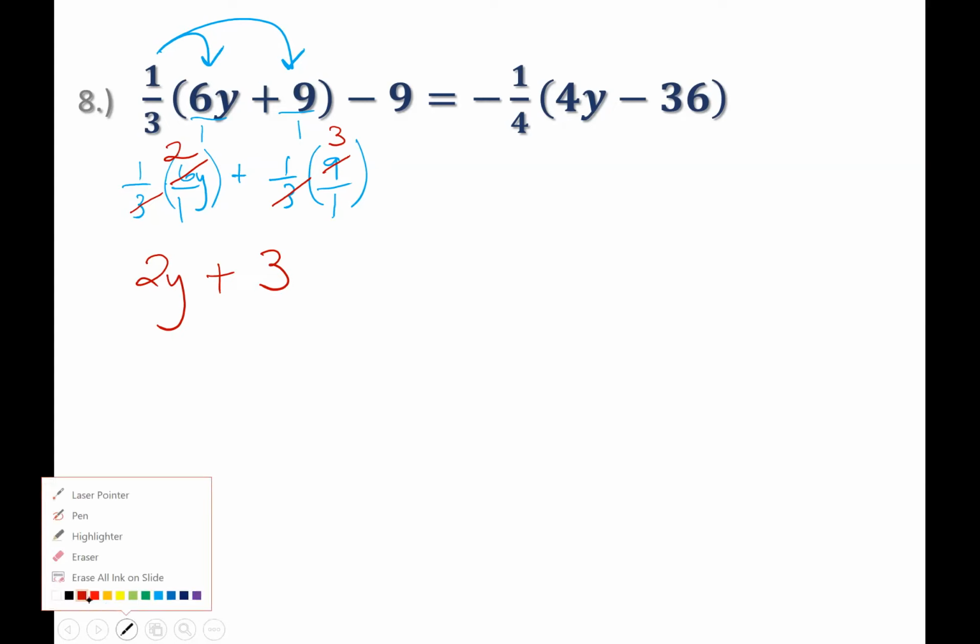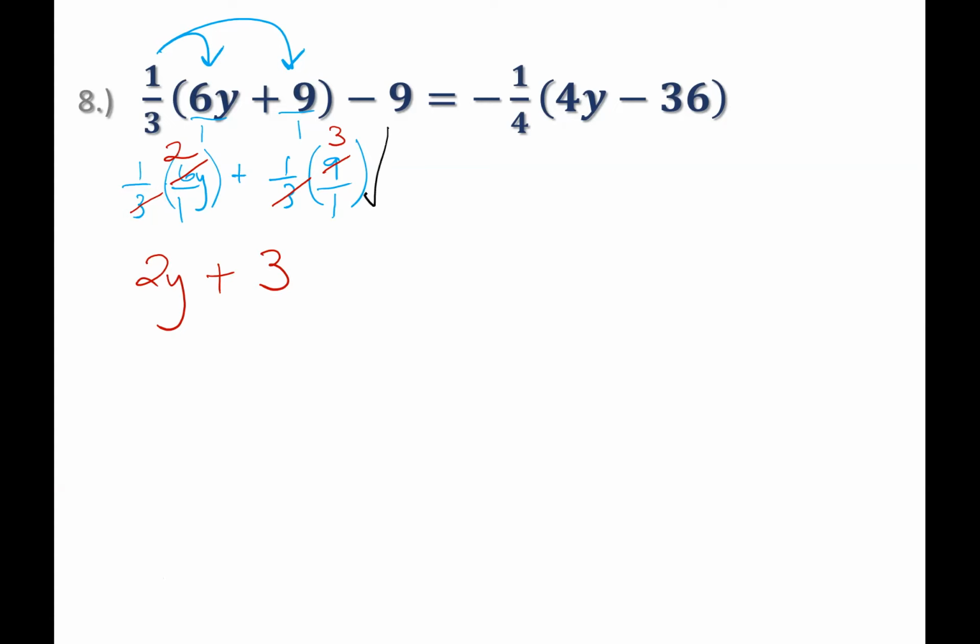Okay, also still on this side of the equation is this minus 9. That was not in parentheses, so I'm just going to bring that down. So what we have on the left side is 2y plus 3 minus 9 equals. Let's work on the right side.